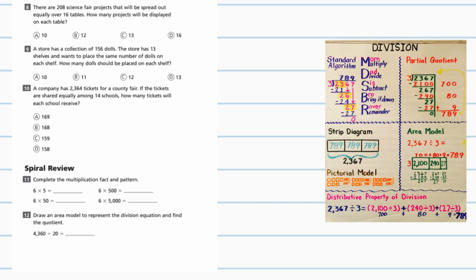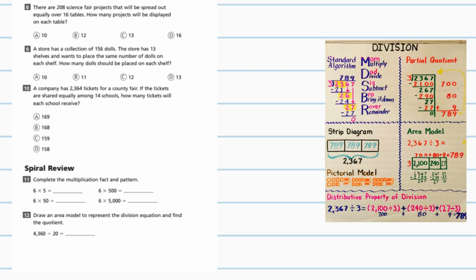There are 208 science fair projects that will be spread out equally over 16 tables. How many projects will be displayed on each table? You are dividing 208 by 16. A store has a collection of 156 dolls. The store has 13 shelves and wants to place the same number of dolls on each shelf. How many dolls should be placed on each shelf? 156 divided by 13.